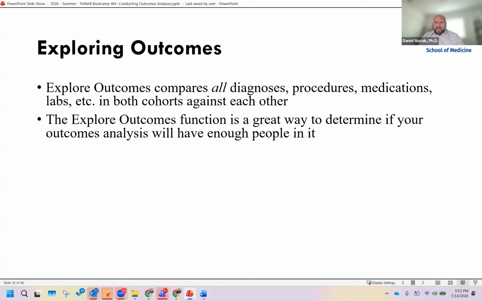This is very common. We run into this where people are looking for very rare outcomes, things that don't happen very frequently, and they go through all the work of developing their propensity score model, only to find that the outcomes within those cohorts are not statistically different at all, or there are not enough people to draw any sort of conclusion.